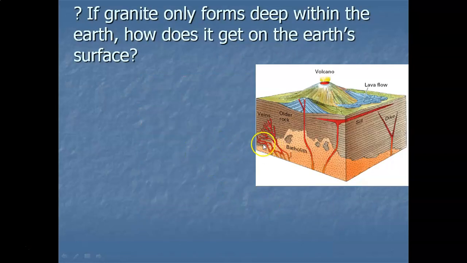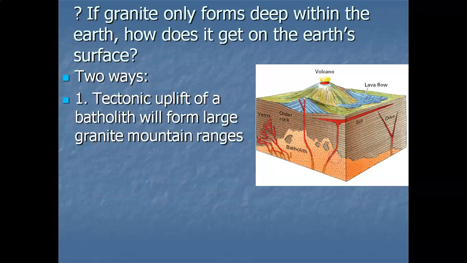Well, I do have a question for you. If granite only forms deep within the earth, how do we have granite at the earth's surface? There are two ways. One of our next topics is plate tectonics, but we could have massive pushing up, and we can actually uplift this batholith so it winds up at the earth's surface. Once it's there, it's going to form a big mountain range. So you can uplift it to get it at the earth's surface.